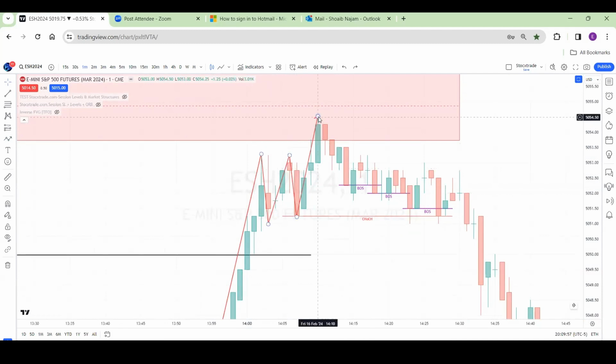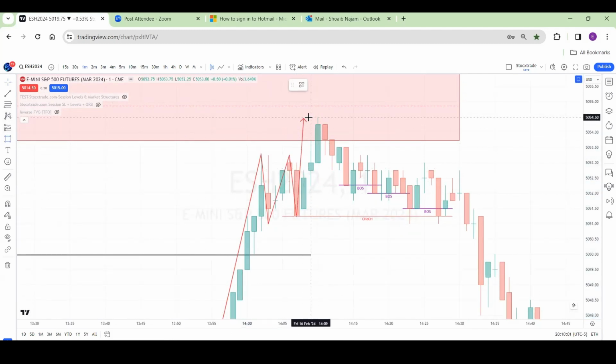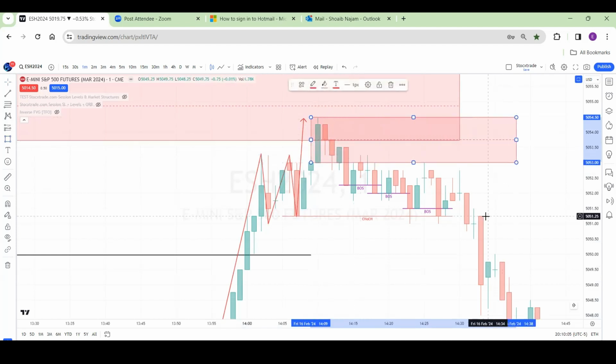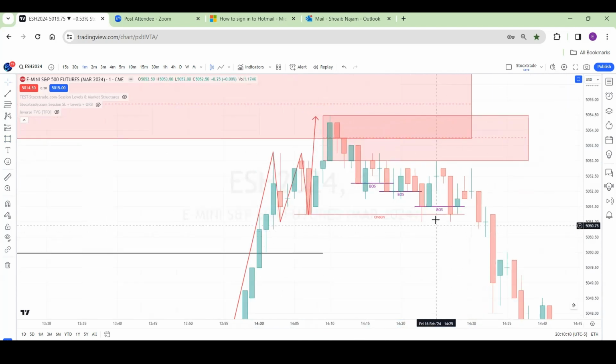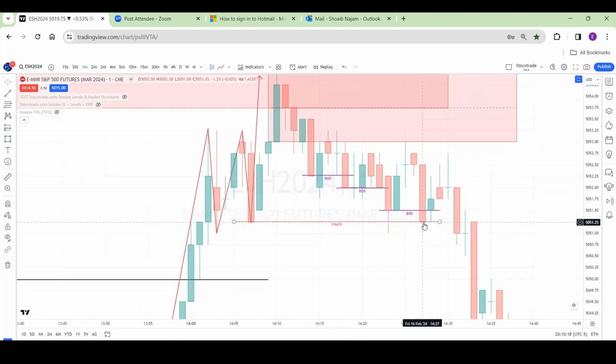You can mark this, no problem, as the supply zone. This candle. Wait, once the price comes into this supply zone, you can take the entry, because here you have the change of character. Here you don't have any change of character, so I always wait for the change of character. Here you have the change of character because this low has been broken, almost a double bottom, but the wick is there. So you can consider it.